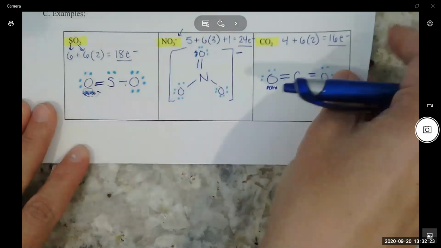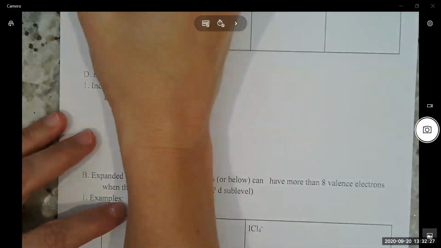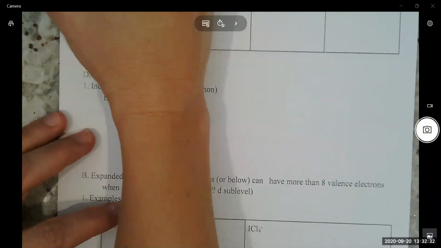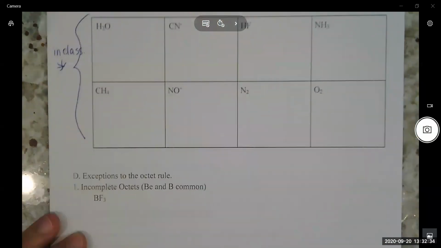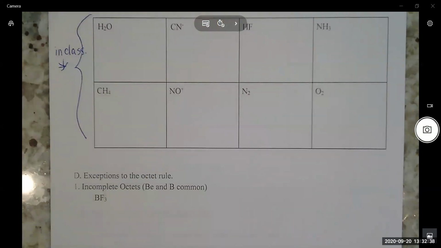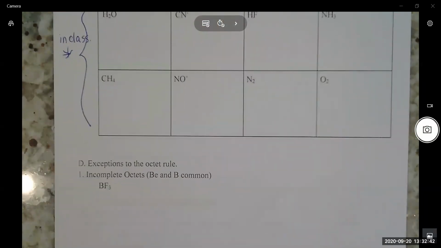All right, we're going to do these practice ones in class. So you don't need to worry about doing those right now. The only homework is for you guys to watch these video notes. So hang on to these, bring them back with you to class next time, and we'll go over those together, practice those, make sure we're good with drawing Lewis structures.